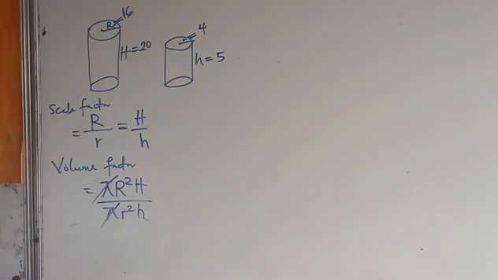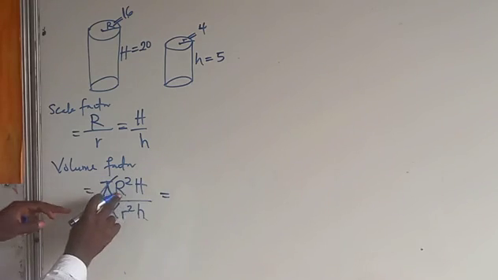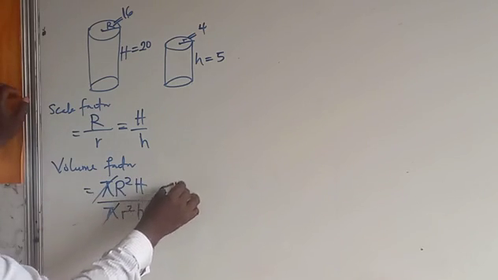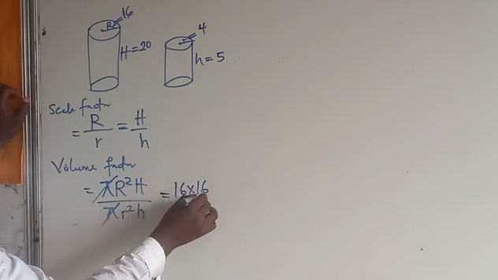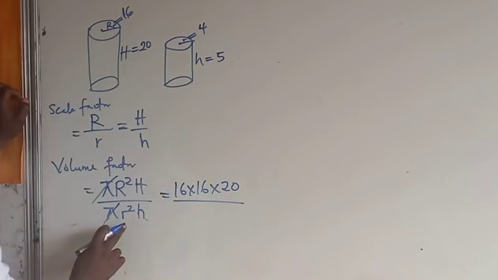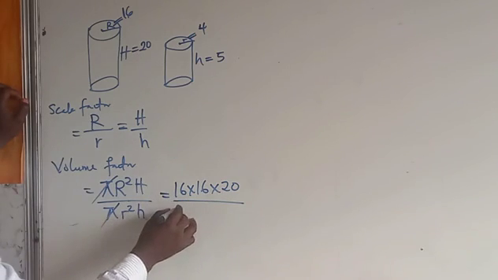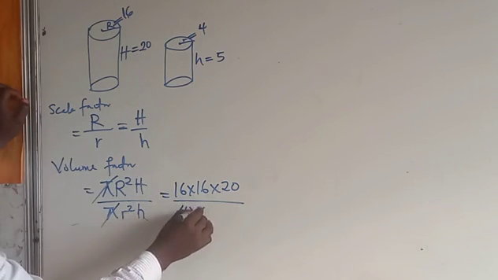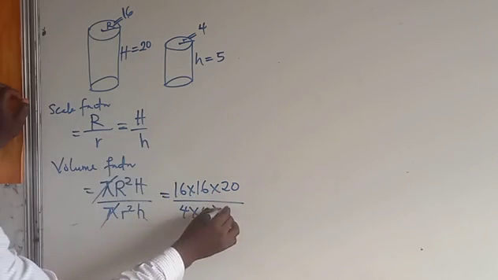Let this h be 5. Right, good. So let's now apply that here. For the volume, the radius, which is 16, that is 16 times 16, times the height, which is what? 20. For this one, it will be what? 4 times 4 times 5.